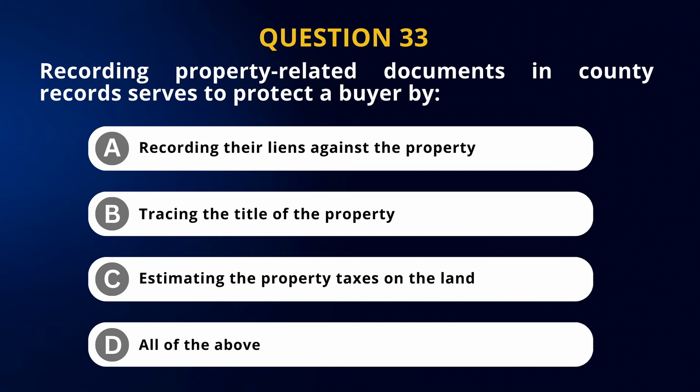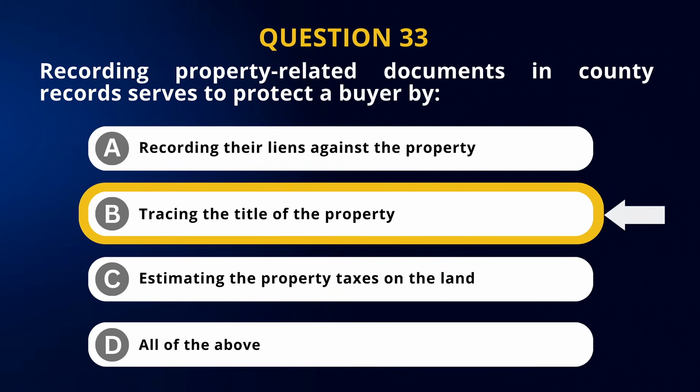Question number 33. Recording property-related documents in county records serves to protect a buyer by: letter A, recording their liens against the property. Letter B, tracing the title of the property. Letter C, estimating the property taxes on the land. Letter D, all of the above. And the answer, letter B, tracing the title of the property.